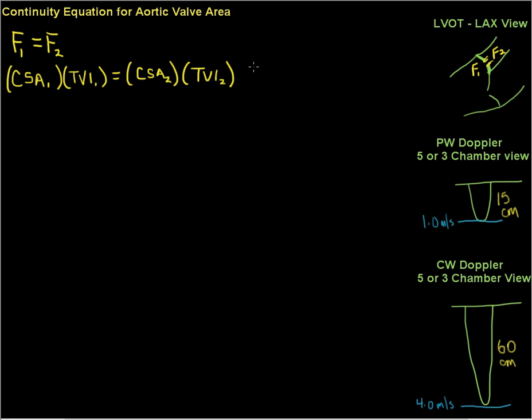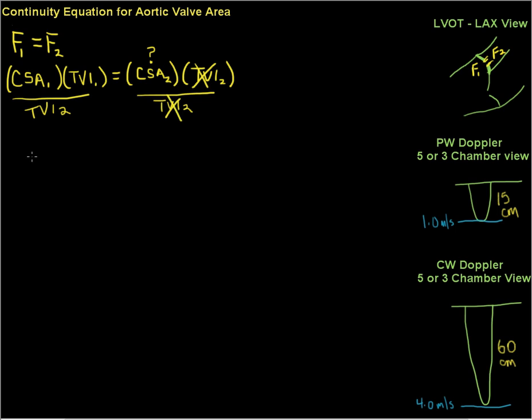So we're going to go back to our equation here, and really what we're going to try to solve for is this cross-sectional area 2. Mathematically, to do that, all we have to do is divide this side by the time velocity integral of 2 and divide this side by the time velocity integral of 2, and that makes these cancel out.